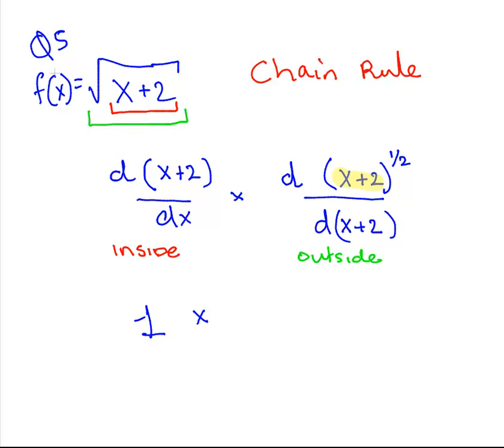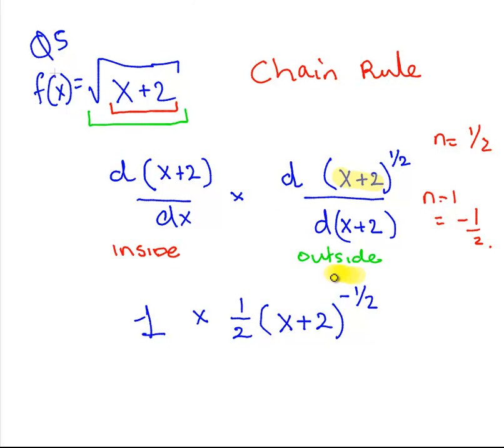So here, n is going to be equal to 1/2. The square root is also something to the power of 1/2. n minus 1 is equal to minus a half. So what we're going to do here is 1 times the derivative of that. It's 1/2 times x plus 2 to the power of minus 1/2. That is the overall answer.